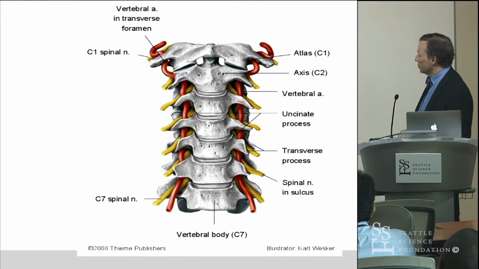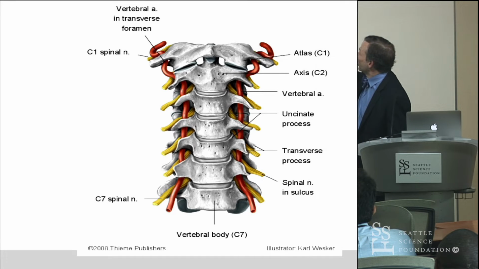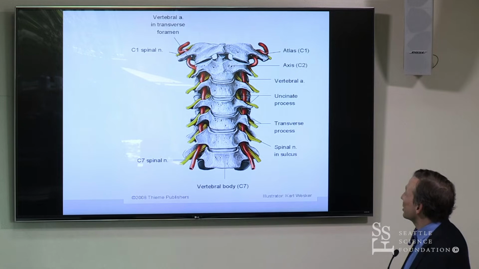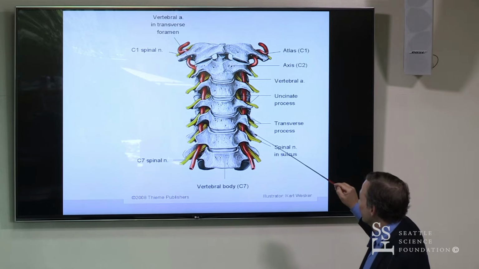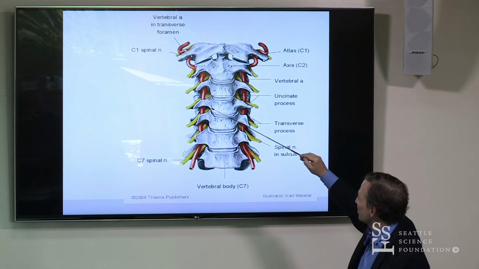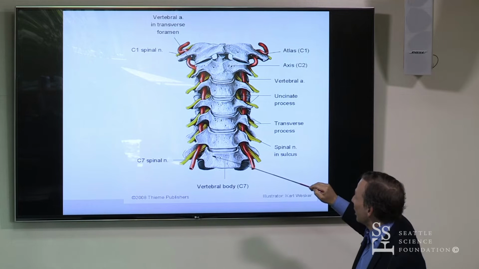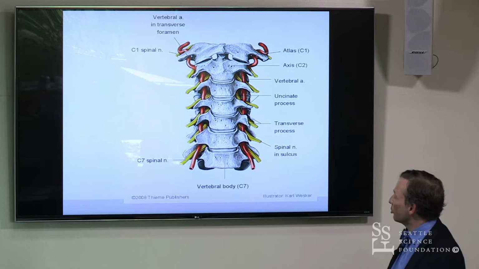Looking anteriorly, you see the relationship of the vertebral artery to the spinal nerves, right? So it has an anterior relationship to the spinal nerves as they come out in this little sulcus that's built just especially for the spinal nerves in the cervical region. Here's our uncinate process. And all the cervical vertebrae from 3 down have an uncinate process. Usually T1 also has an uncinate process.